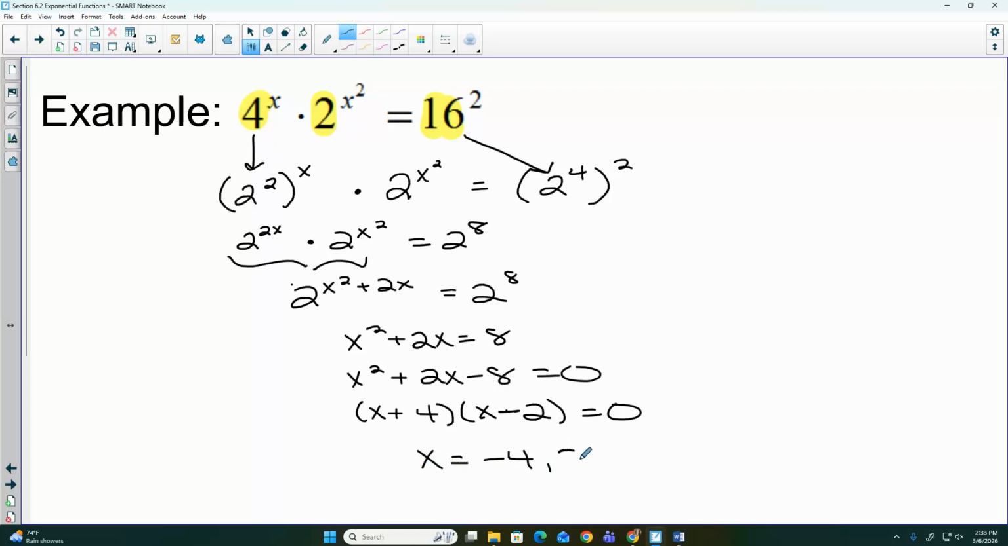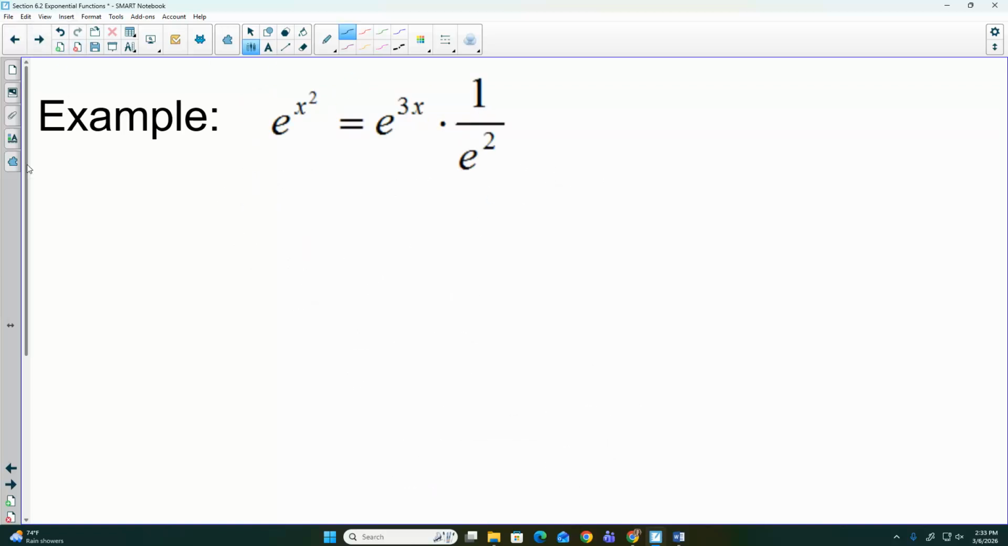We get -4 and +2. You can check these. We shouldn't be getting answers that don't work here, so if you get the answer, it does work. But you can always double check your math by plugging it back into the original. Any questions? Let's do like 3 or 4 more.